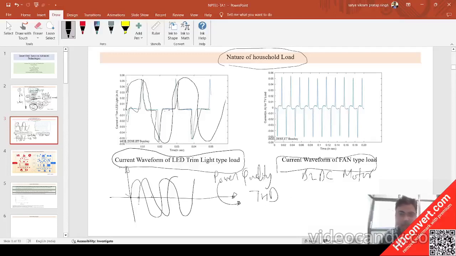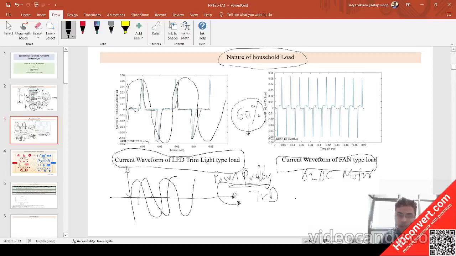Okay, so this is a kind of power quality issue to the grid, because there are multiple household consumers, and a study said that 60% of the load is consumed by household consumers. So this kind of waveform is very prominent in our household load conditions in a particular scenario.